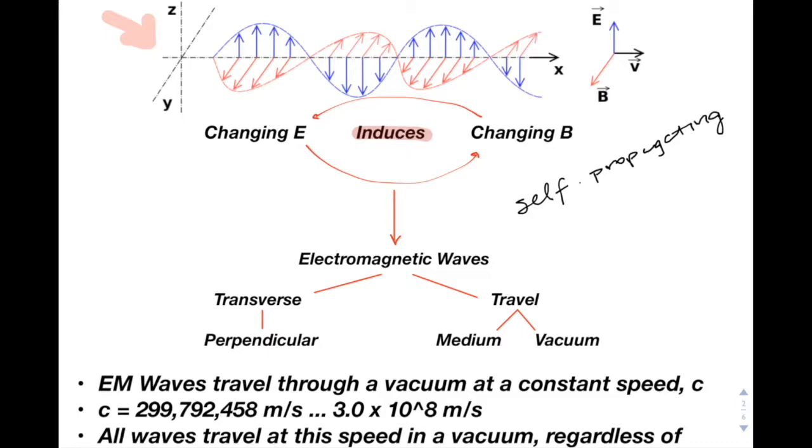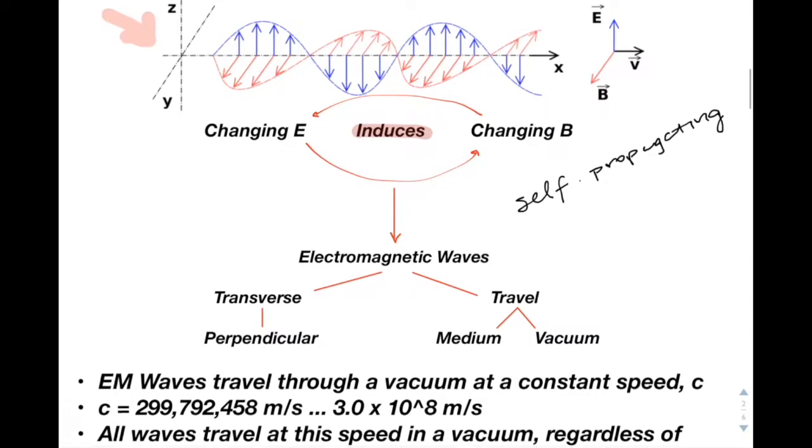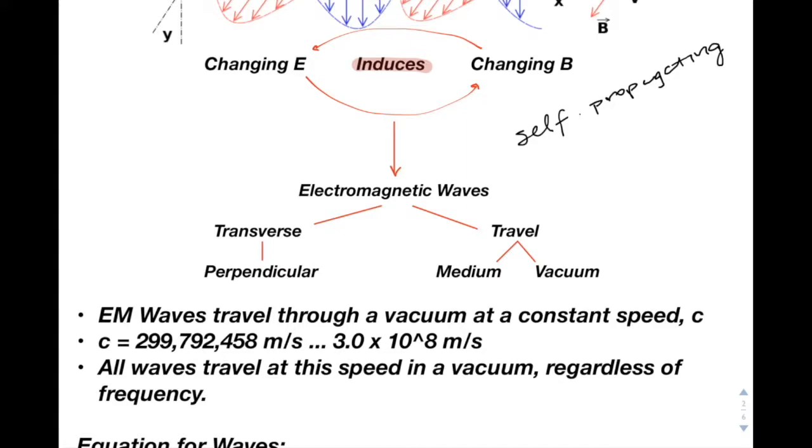And so an electromagnetic wave can travel in both a medium and a vacuum. We're going to talk in another video about how the speed of an electromagnetic wave changes in a medium, whereas in a vacuum, the electromagnetic wave travels at a constant speed, which is denoted by the letter c. And the value for c, which is just the speed of light in a vacuum, is 3 times 10 to the 8th meters per second.